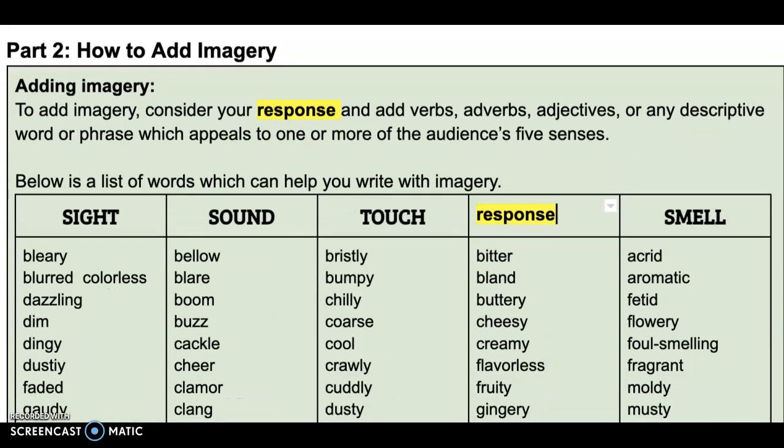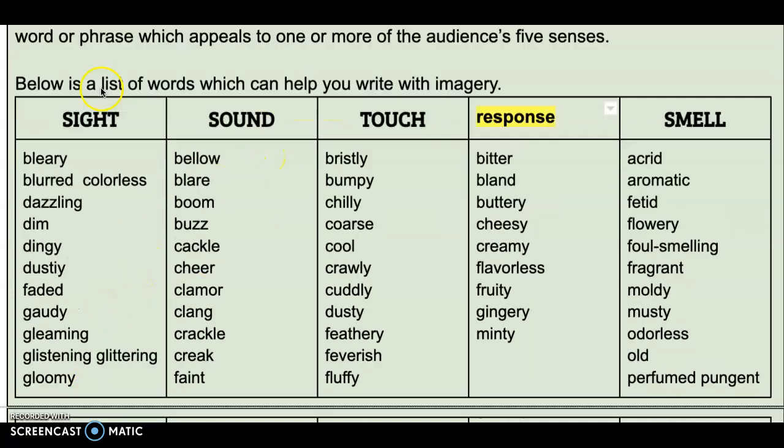Part 2, how to add imagery. To add imagery, consider your five senses and add verbs, adverbs, adjectives, or any descriptive word or phrase which appeals to one or more of the audience's five senses.